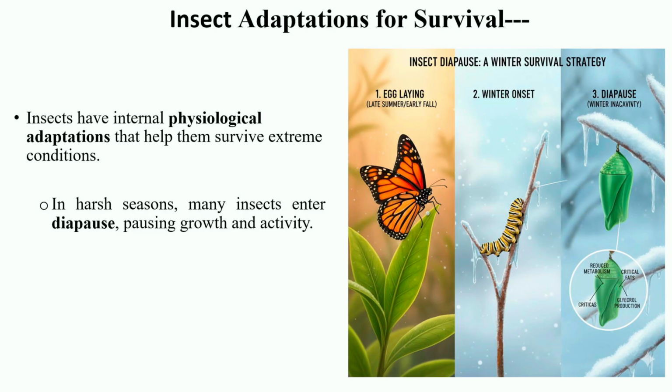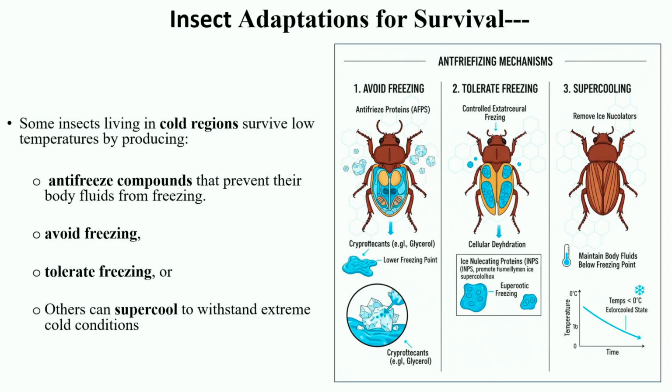Insects have internal physiological adaptations that help them survive extreme conditions. In harsh seasons, for example, many insects enter into diapause, pausing growth and activity. Some insects living in cold regions survive low temperatures by producing antifreeze compounds that prevent their body fluid from freezing, or avoid freezing, or tolerate freezing, or others even enter into supercooling to withstand extreme cold conditions.